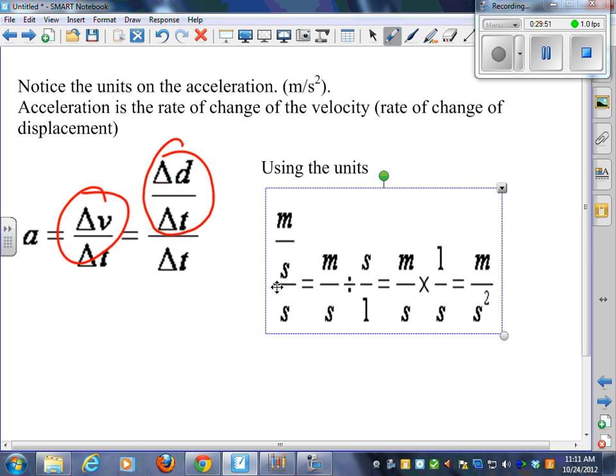So it's meters per second, divided by seconds. When you divide fractions, you flip it upside down, so it's meters per second times 1 over seconds. When you multiply fractions, you multiply across. Meters times 1 is meters, seconds times seconds is seconds squared. That's where the unit comes from. Now you can write it down if you want. You just need to know that the unit for acceleration is meters per second squared.